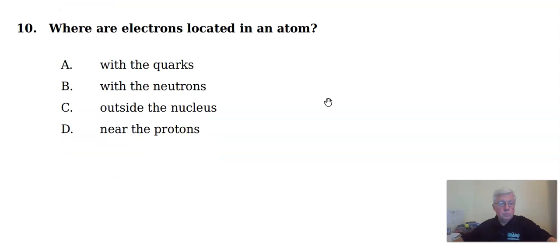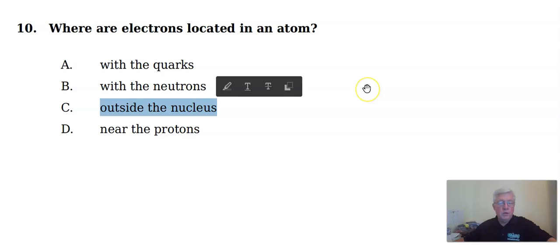Number 10. Where are electrons located in an atom? Okay, so we know they're in an electron cloud. So I'm glancing down here, and I don't see an electron cloud. With the quarks, that's just a trick. There are such things as quarks, but that's not the answer. With the neutrons, which means are electrons in the nucleus of the atom? Nope. Outside the nucleus? Yes, they are. But now that might not be the best answer. But that's where they are. Near the protons? No. Best answer is C, outside the nucleus.